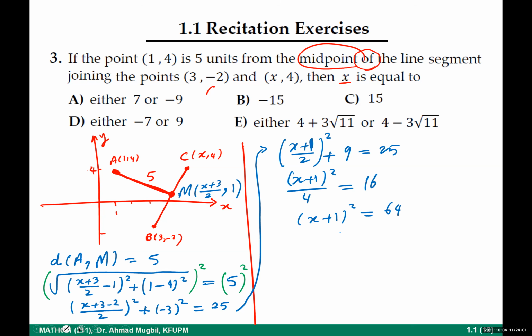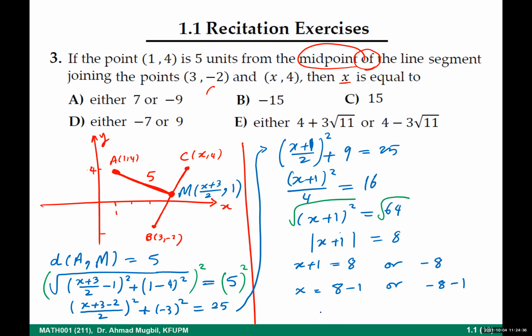Then you take the square root of both sides. When we take the square root of both sides, it is not like squaring. When we square, we don't have an absolute value, but here we will get an absolute value. The absolute value of x plus 1 equals 8, the square root of 64. This means x plus 1 is 8 or negative 8, so x is 8 minus 1, which is 7, or negative 8 minus 1. So x is 7 or x is negative 9.